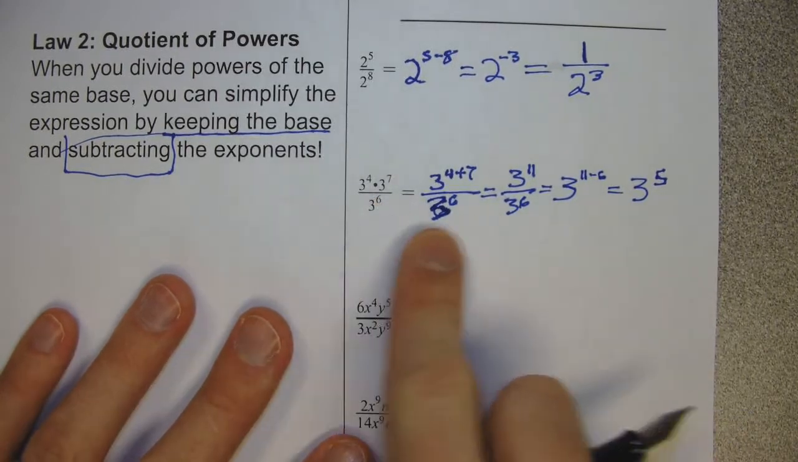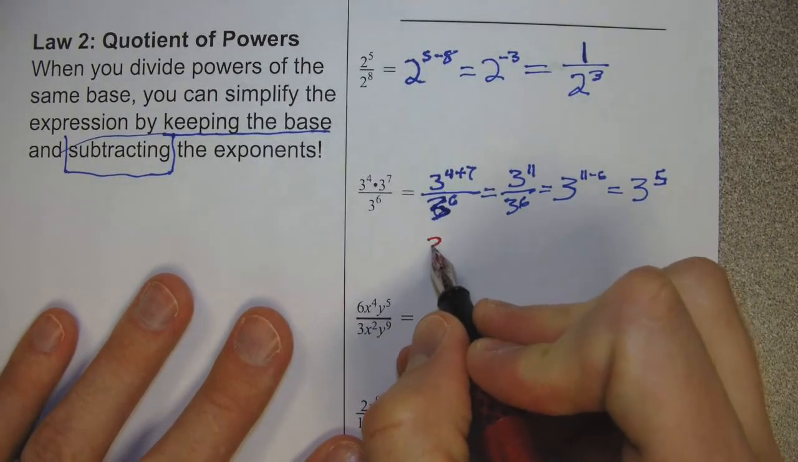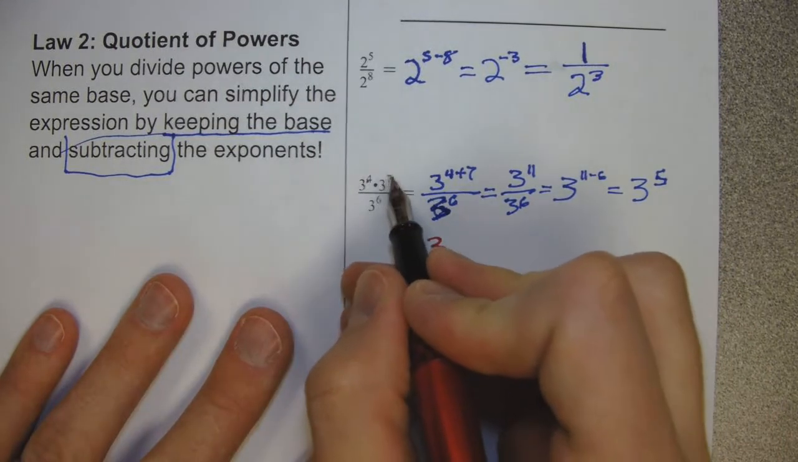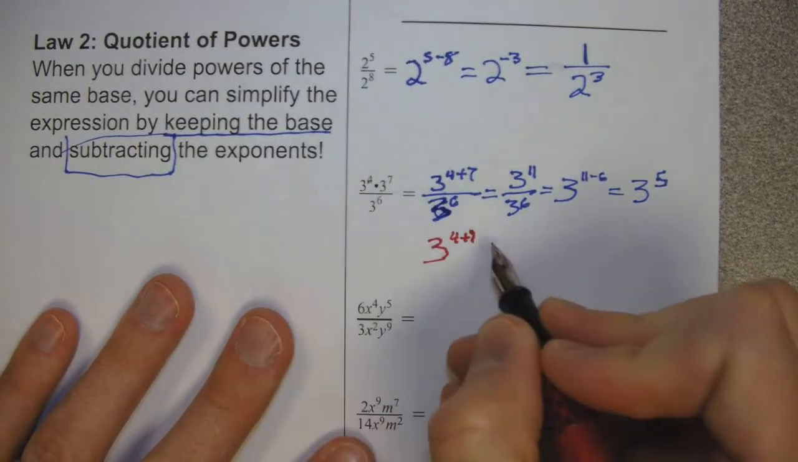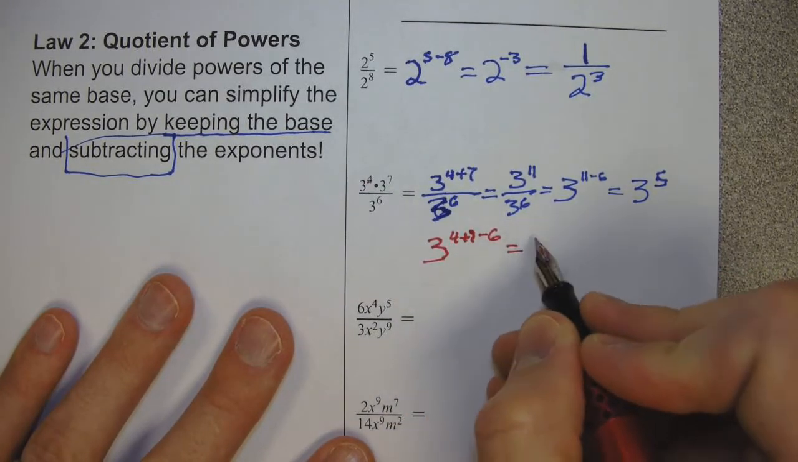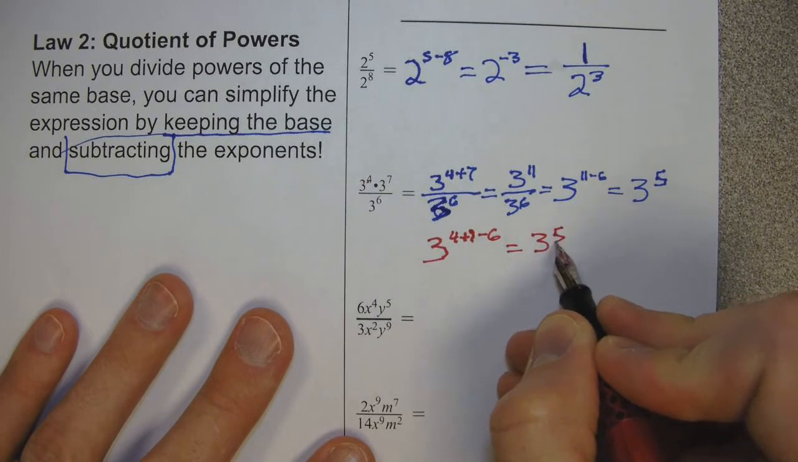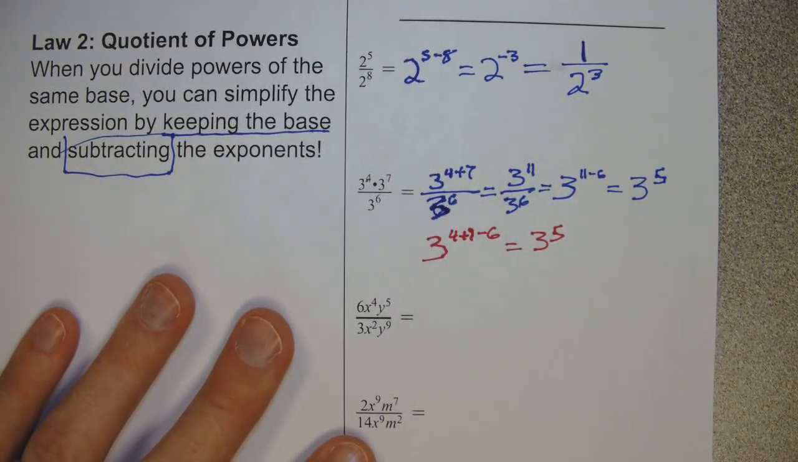Cool. Now, a shorter way to do that problem, I'm sure you're looking at it going, wow, that's a lot of work. A shorter way to do that problem would be to recognize we have a common base throughout. So 3 stays. I'm going to take 4, add 7, and then immediately subtract the 6. Well, 4 add 7 is 11, subtract 6 is 5. Cool. So there's a quicker way to do that. But again, I'm showing you those steps so that you can see my thought process.